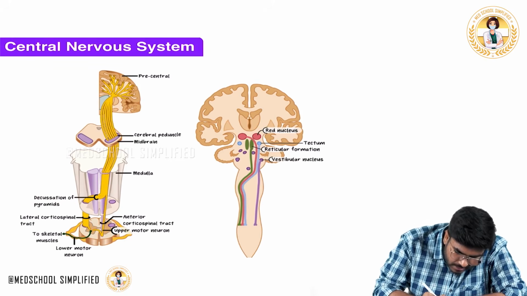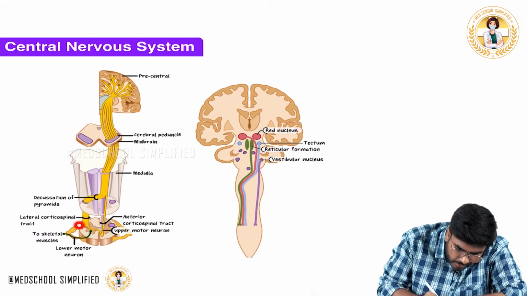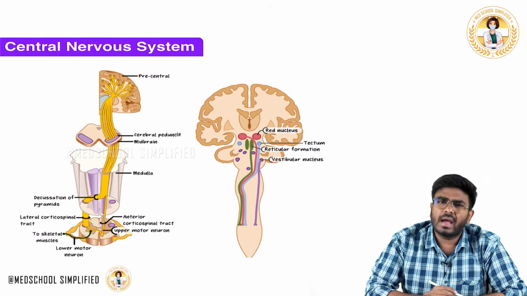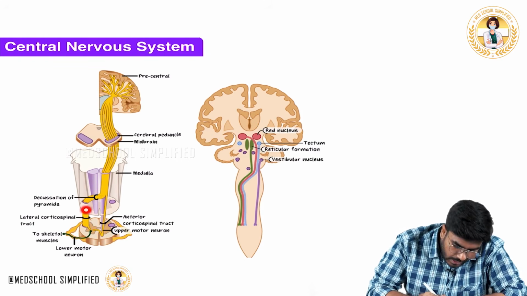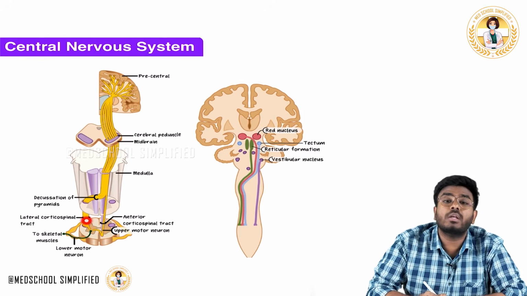Now once they cross to the contralateral side, they travel into the spinal cord. Now in the spinal cord, where are they? Are they present in the dorsal column? Are they present in the anterior column? Are they present in the lateral column? See, these are coming down into the lateral column. So these are called lateral corticospinal tracts.